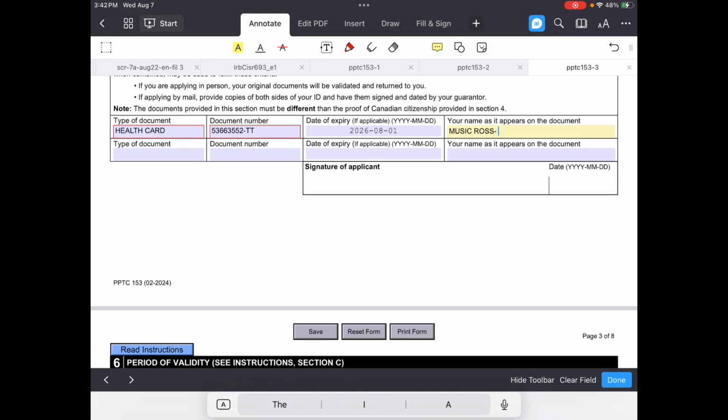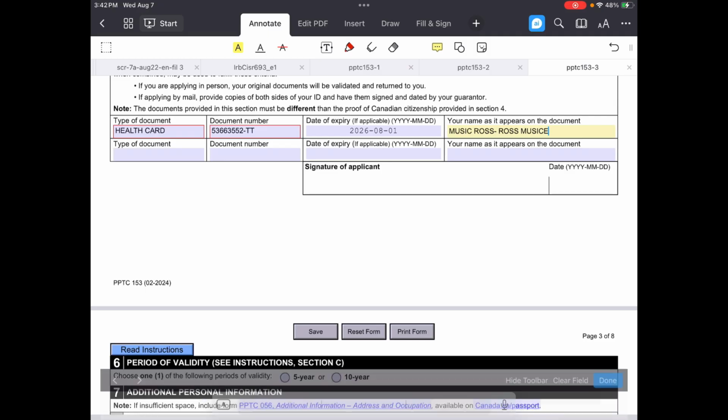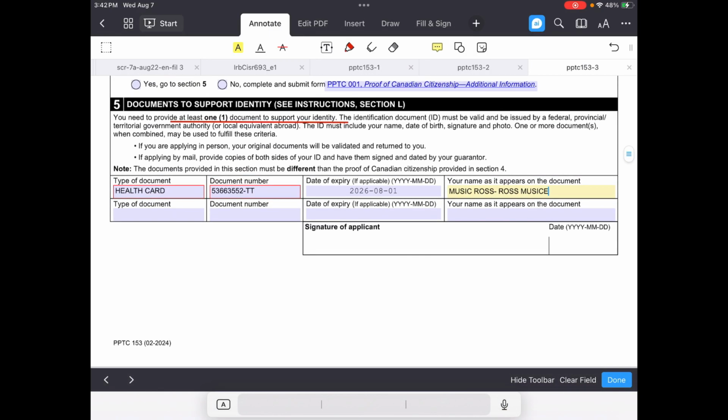But if it's on the health card, it's your family name first, and then it's your name. Make sure you include it. You type it like that. I just don't remember which one comes first.